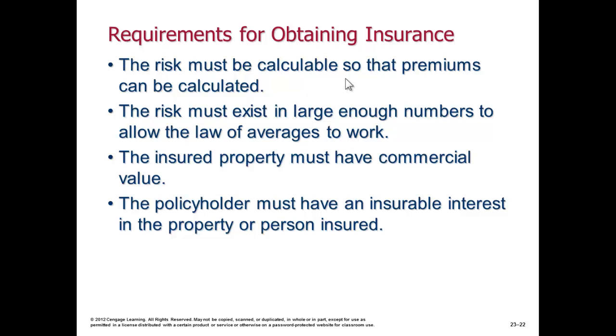And so for insurance to work, you've got to have a large number of risks that exist in that category, in that family. The insured property must have commercial value, so you've got to have some value to whatever it is you're trying to insure. And then the policyholder themselves must have an insurable interest in the property or the person injured. In other words, if I'm the owner or if I'm a president of a corporation, then I've got an insurable interest in the property or person insured.